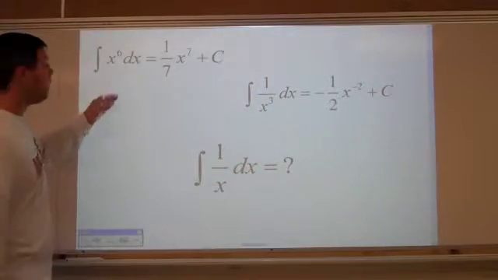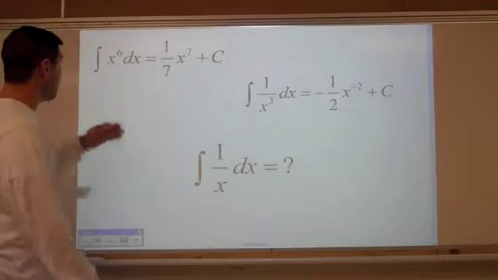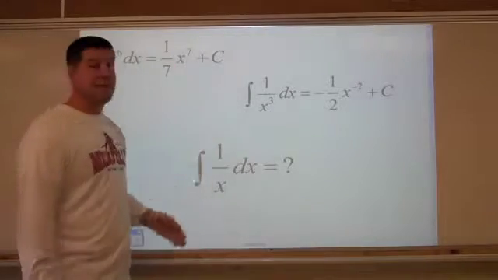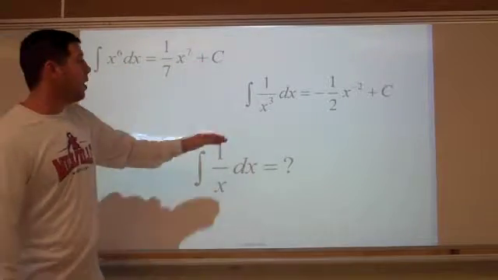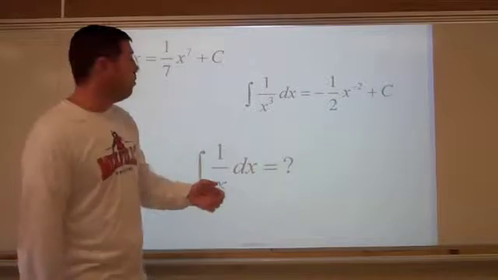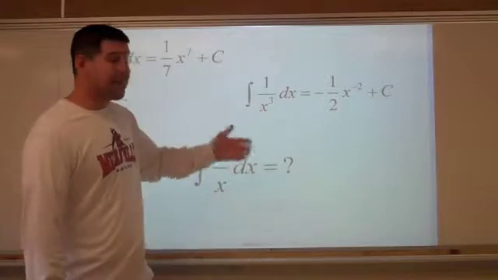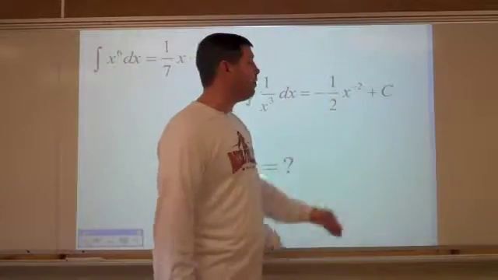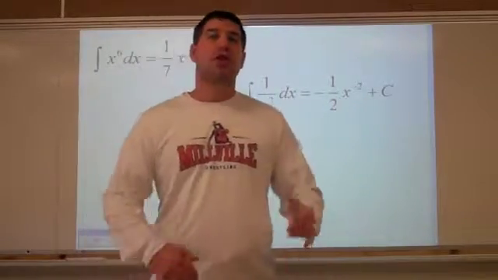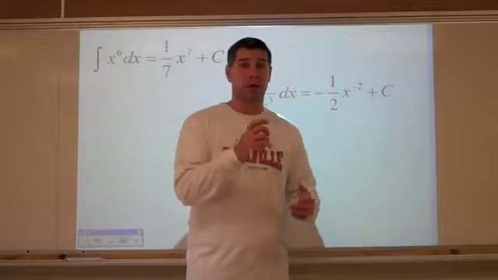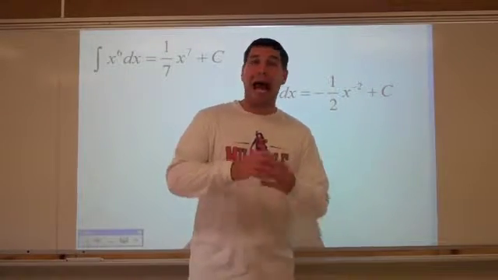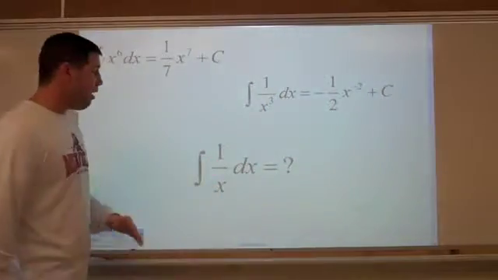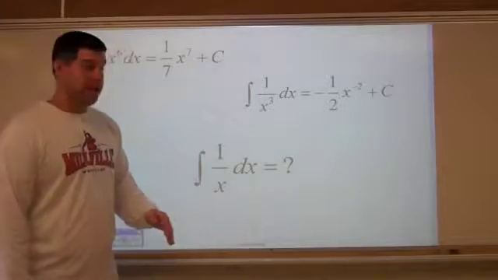So if you want to integrate x to the 6 with respect to x, you'd add a power, divide by a power. X to the 7, divide by 7, so you get 1/7 x to the 7 plus c. If you want to integrate 1 over x cubed, you would write that as x to the negative 3, so you'd add a power, divide by the new power, you get negative 1/2 x to the negative 2 plus c. So whenever we're antideriving a power function, we're going to add a power, divide by the new power. So here I have the integral of 1 over x with respect to x.